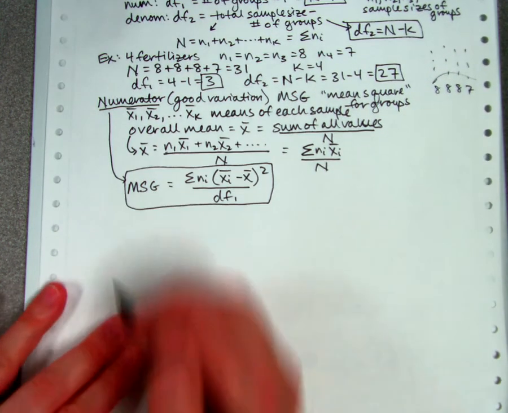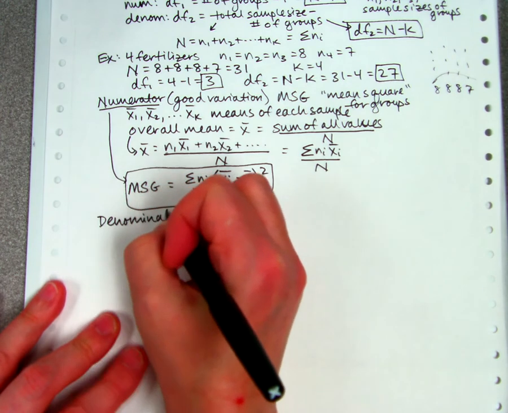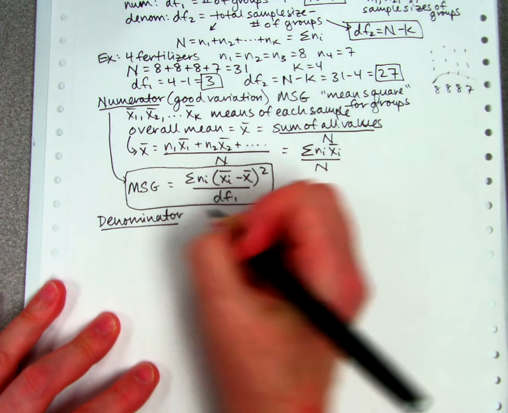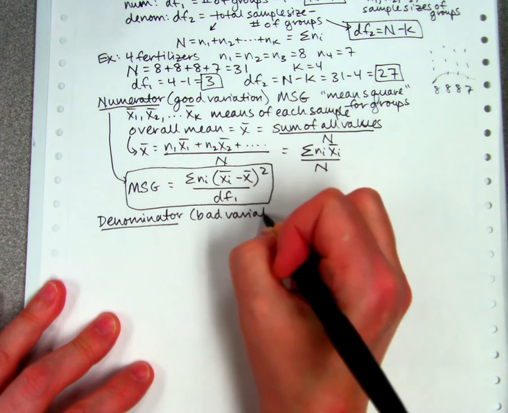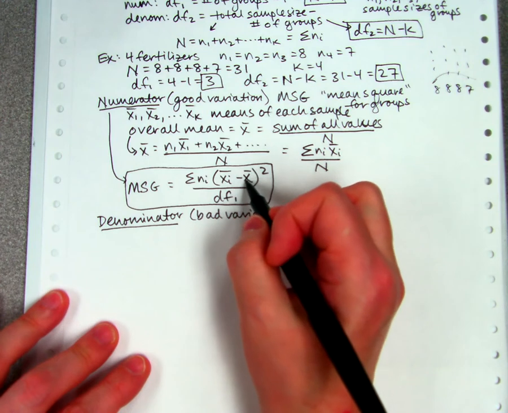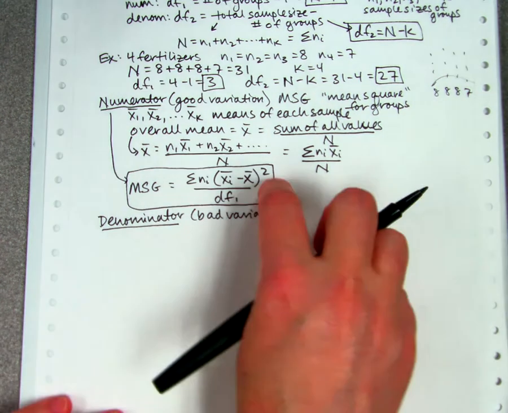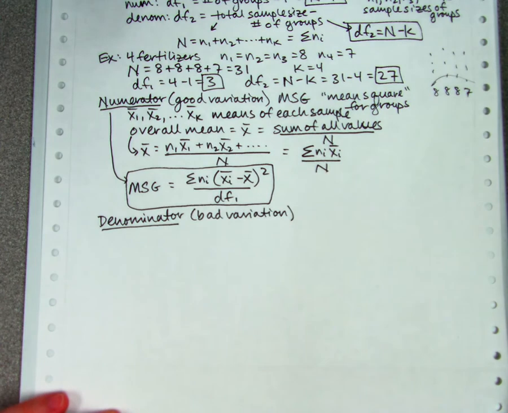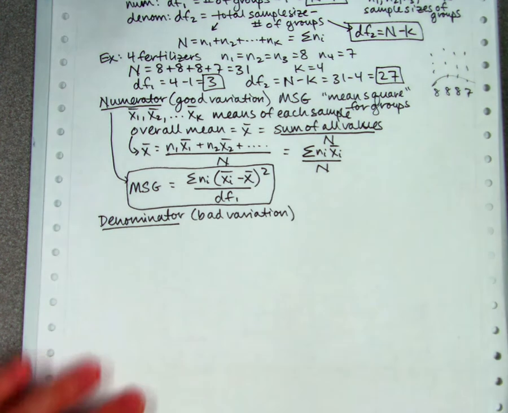So, let's talk about the denominator. Bad variation. So like I said, good variation is measuring how far from the mean of everything each sample mean is. We want them all to be close together, right? We want with good variation, or we want them to be far. We want to prove that they're far apart. I was wrong. We don't want them to be close together. We want them to be far apart. So with good variation, bigger is better.